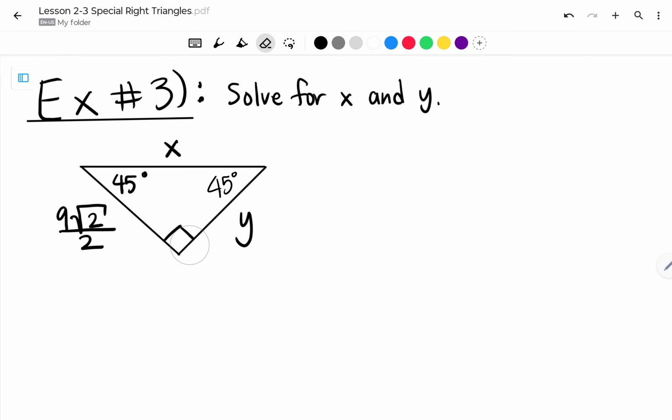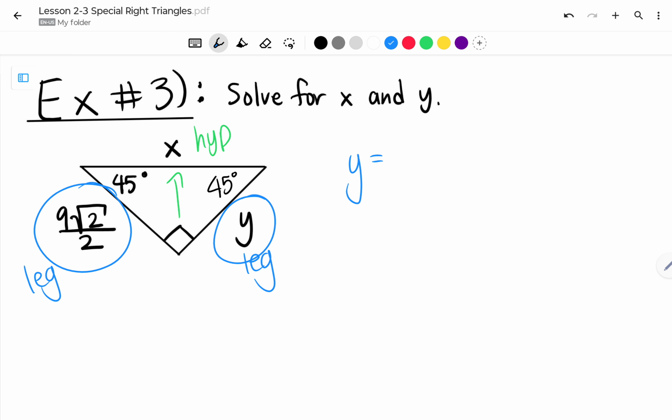Okay. And then let me go ahead and label my sides. This is the hypotenuse, and these two are the legs. I already know right away, what is y equal to? This is a 45, 45, 90 triangle. It's an isosceles triangle, so that means y is equal to the other leg. They have to be congruent, okay? So there you go. You got your answer right there for y. That's it.